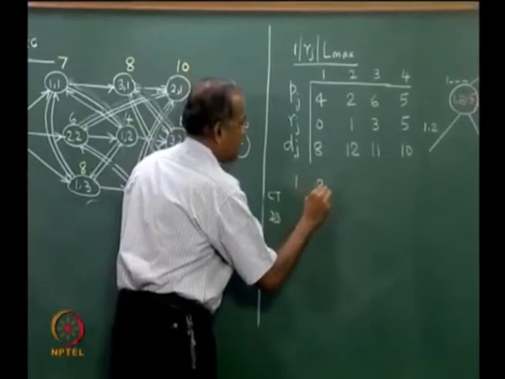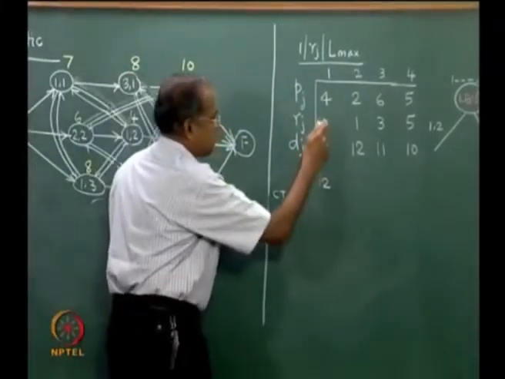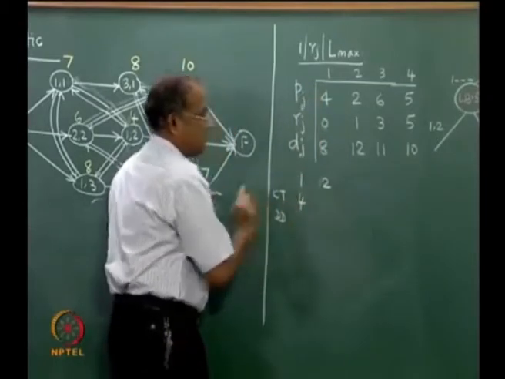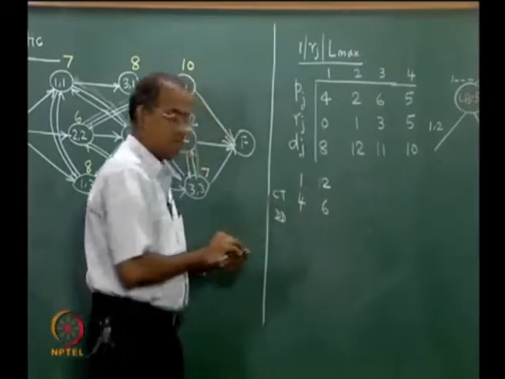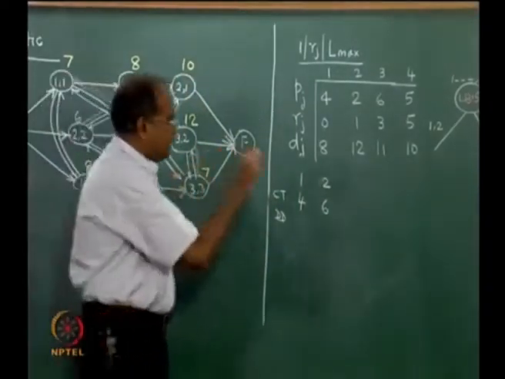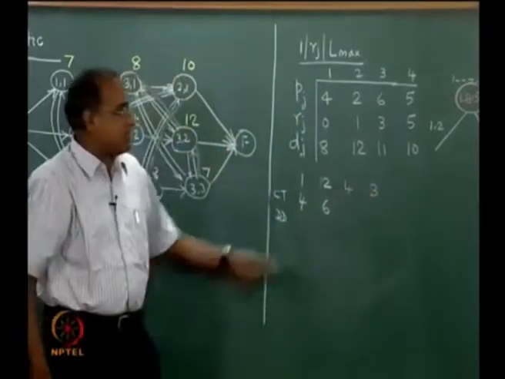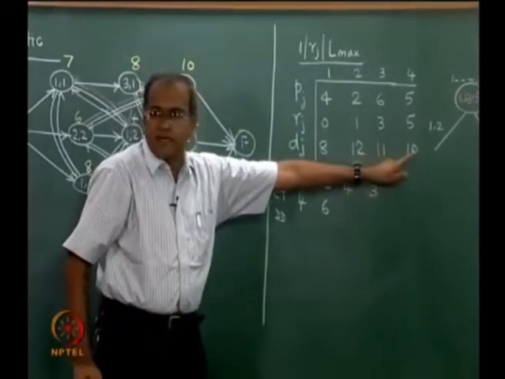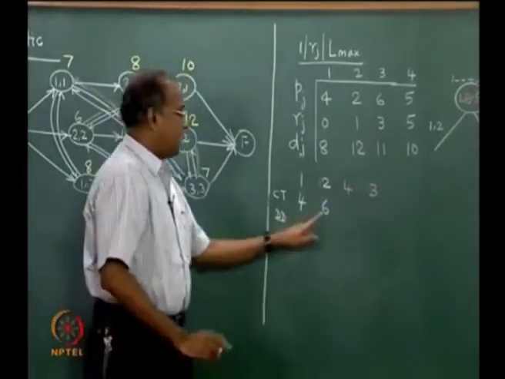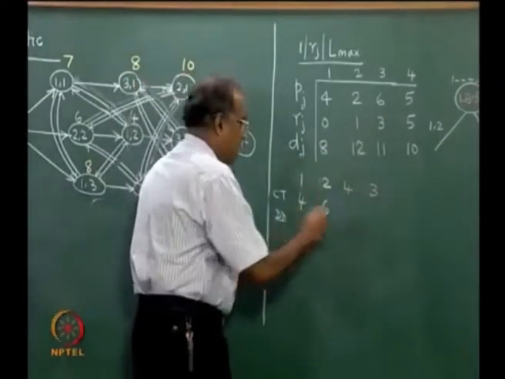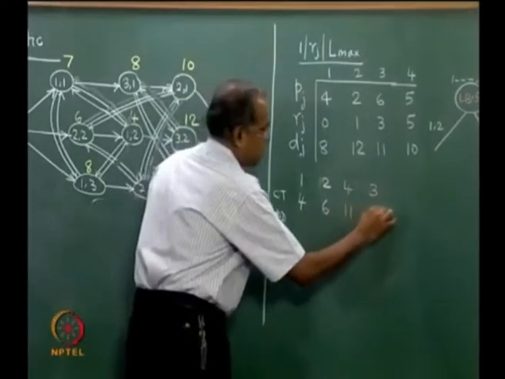So I have 1 and 2 which are fixed. So completion time is, I start at 0, I finish at 4, by which time this is available. So 4 plus 2, 6. Now based on a preemptive EDD I will do 4 and 3, because the remaining due dates are 11 and 10. So I will do 4 and 3. Now at time equal to 6 this is available, so this will become 11 and then this will become 17.